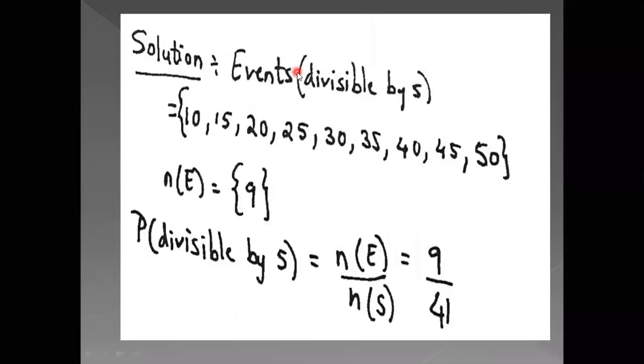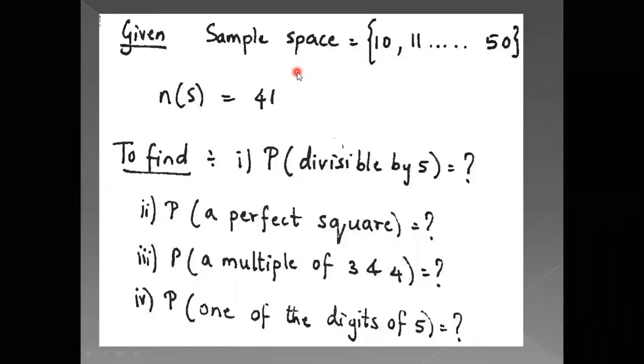So the sample space, as I have told you, is starting from 10. The way to list the sample space is 10, 11, and then till 50. So the number of sample space is 41. We have to find the probability of the number being divisible by 5, a perfect square, a multiple of 3 and 4, and one with a digit 5. Means the card has one of the digits as 5, that probability you have to find.